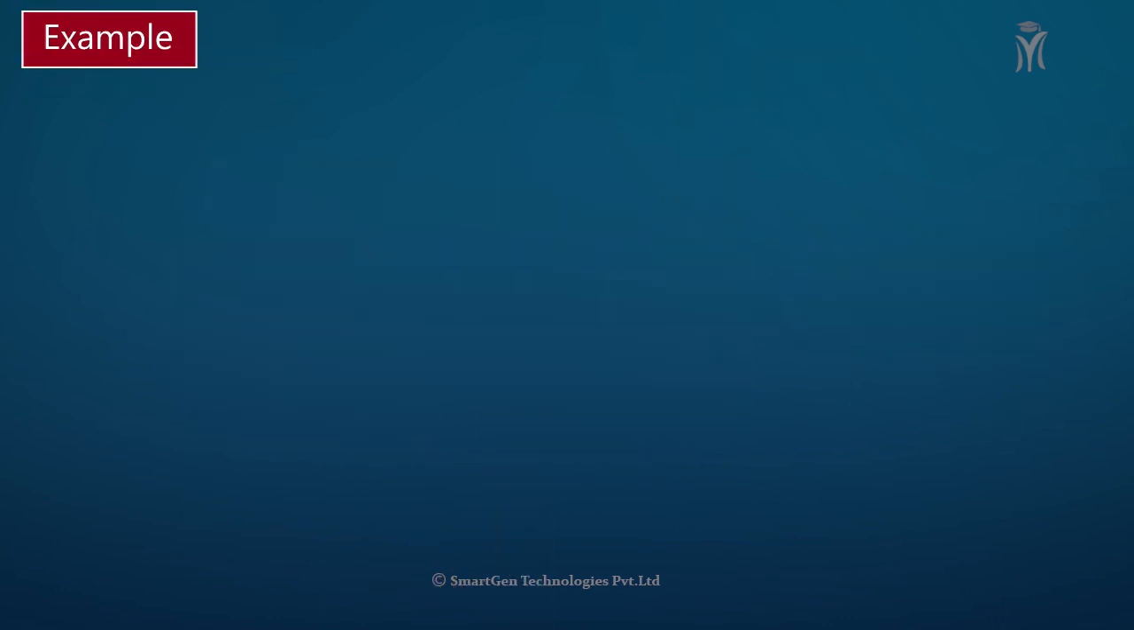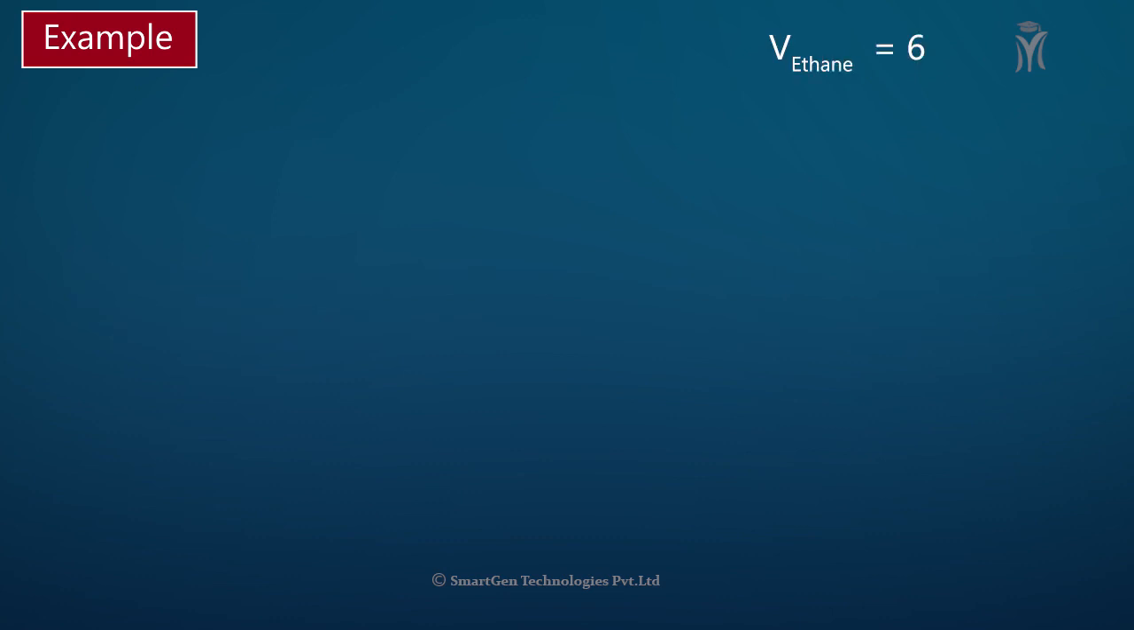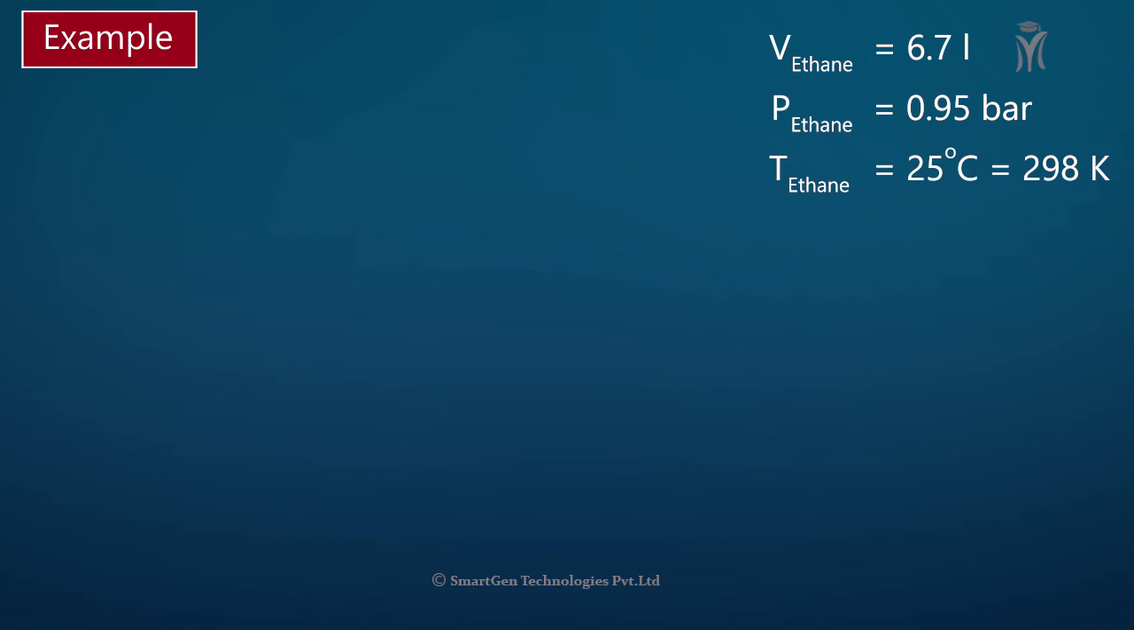Let us solve an example. How many liters of water can 6.7 liters of ethane boil? The initial temperature and pressure of ethane and water is 0.95 bar and 25 degrees Celsius. Volume of ethane is 6.7 liters. Pressure exerted by ethane is 0.95 bar. Temperature of ethane is 25 degrees Celsius or 298 Kelvin.